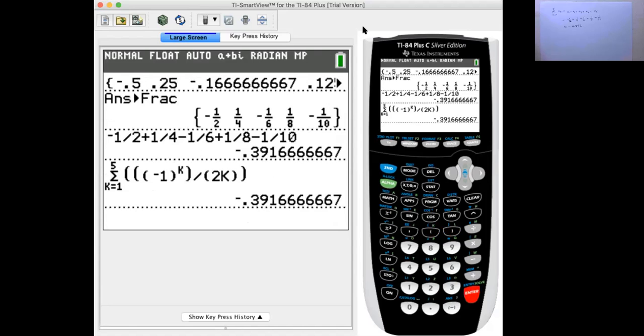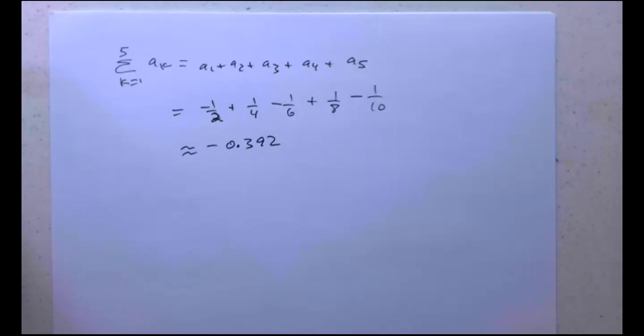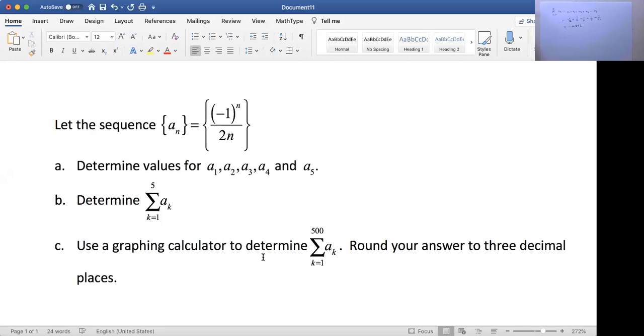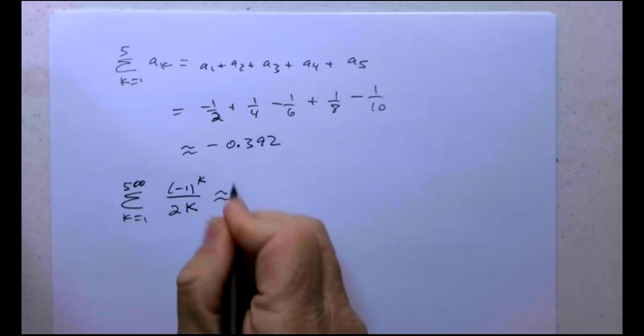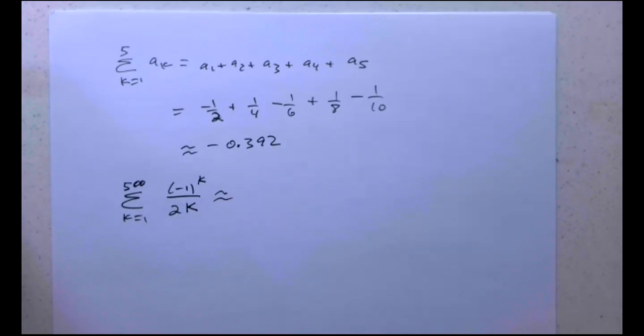And now what is our last question that we certainly could not add reasonably by hand? That is, the sum as k goes from 1 to 500 of a sub k. So sum as k goes from 1 to 500 of -1 to the k over 2k, because it was -1 to the n over 2n. So this is what we are going to feed into the graphing calculator. Is it somewhere around -0.392? Let's find out. Back to the calculator.